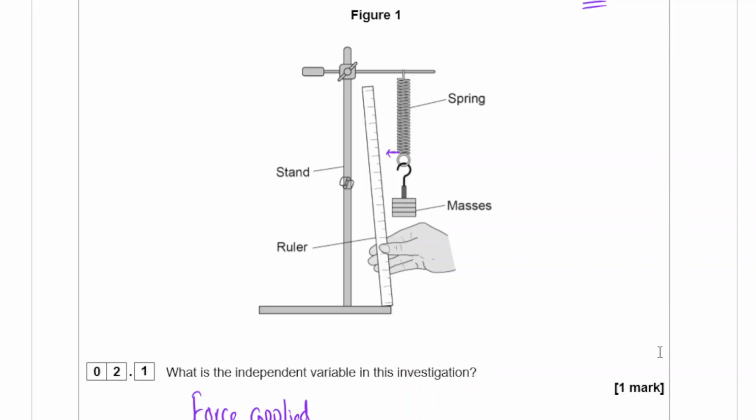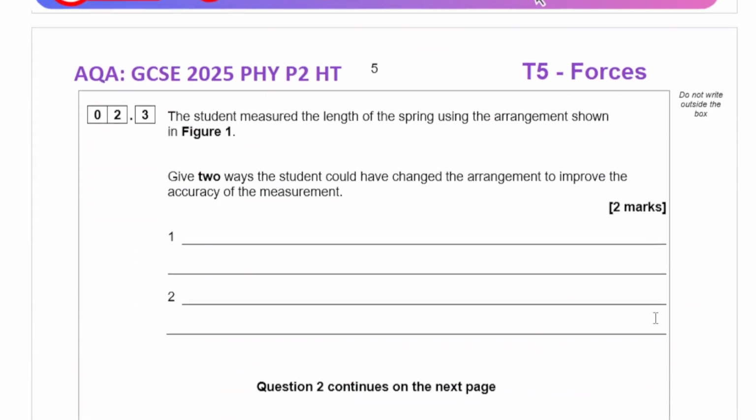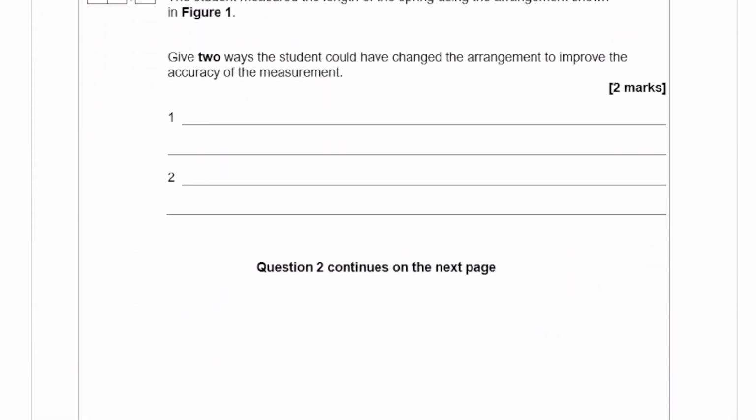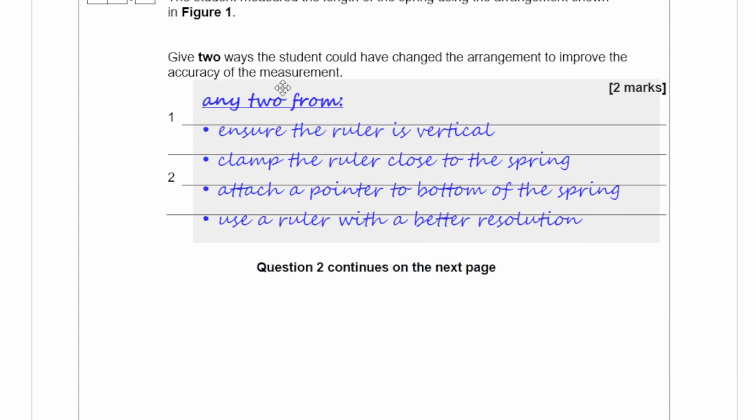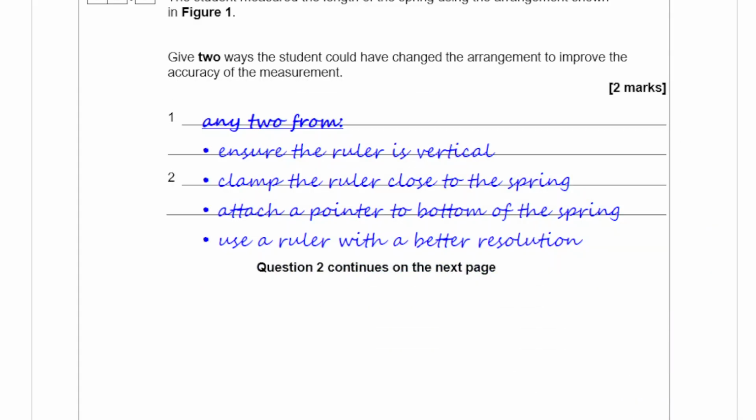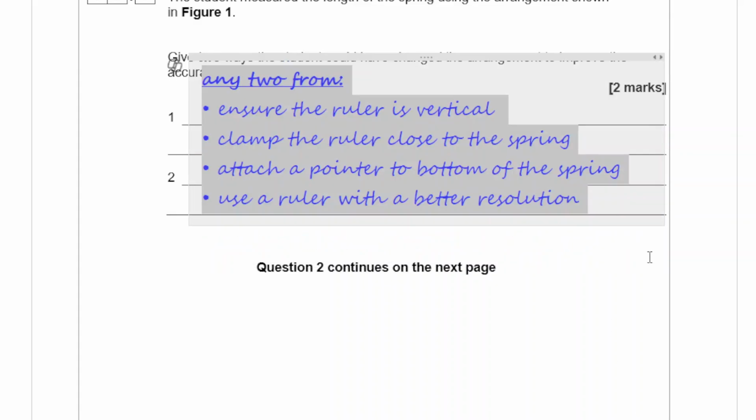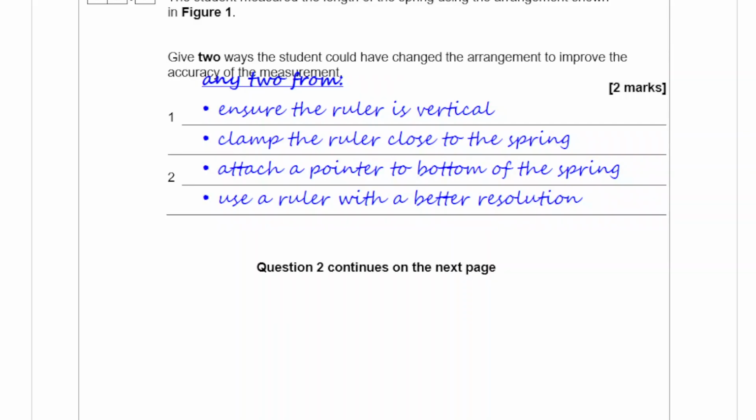And the ruler doesn't look like it has subdivisions between those values, which means you could use a ruler with a higher resolution. So any two of these will be fine. Ensure the ruler is vertical. Clamp the ruler close to the spring. Attach a pointer to the bottom of the spring, or use a ruler with a better resolution.